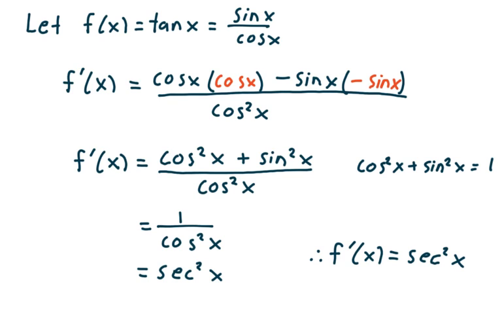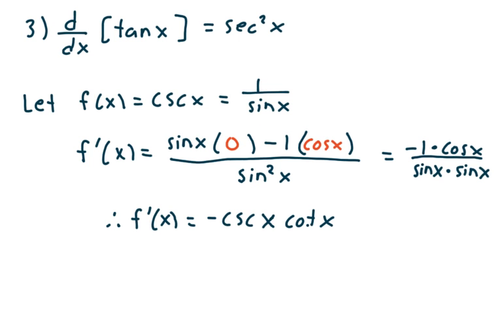And so f prime of x is cosine squared x plus sine squared x divided by cosine squared x. But remember that cosine squared x plus sine squared x is equal to 1. And so f prime of x is 1 over cosine squared x, which is equal to secant squared x. So f prime of x is secant squared x, and that leads us to rule number 3. Rule number 3 says the derivative of tangent x with respect to x is equal to secant squared x.